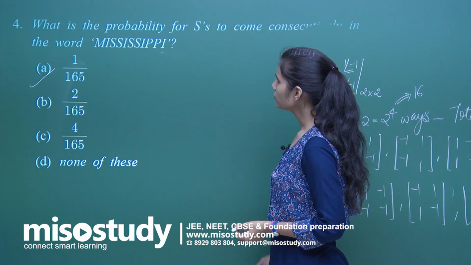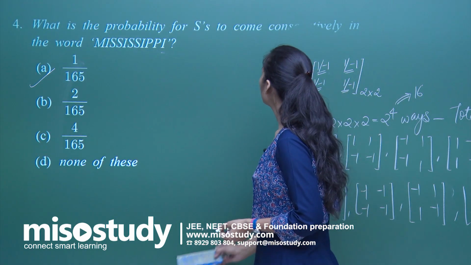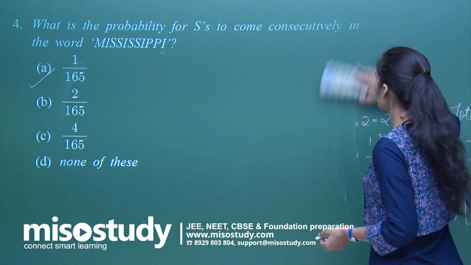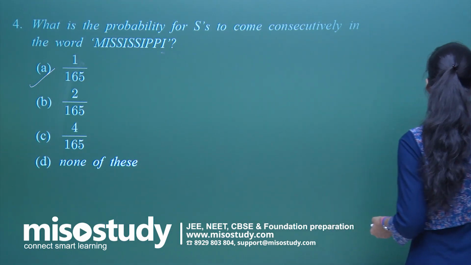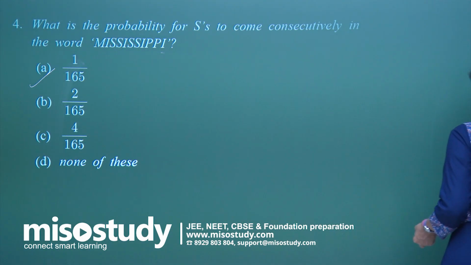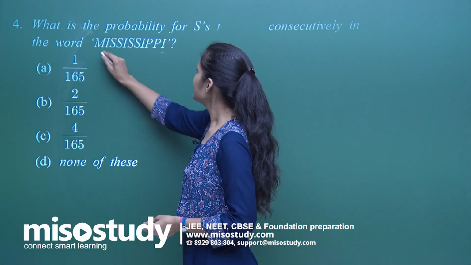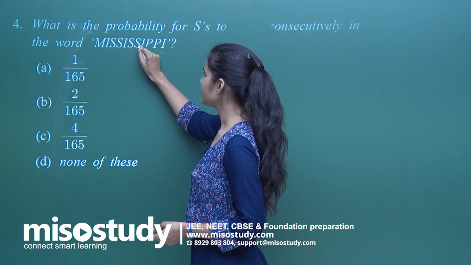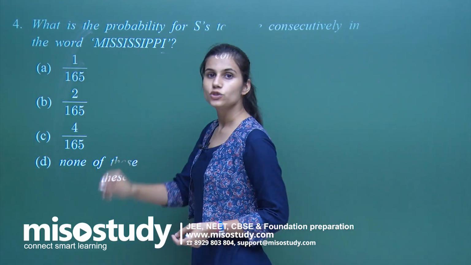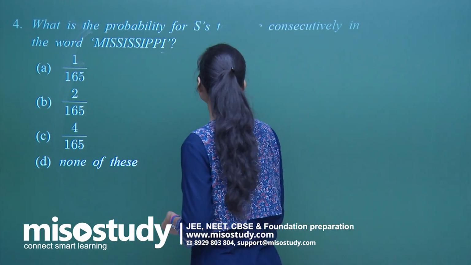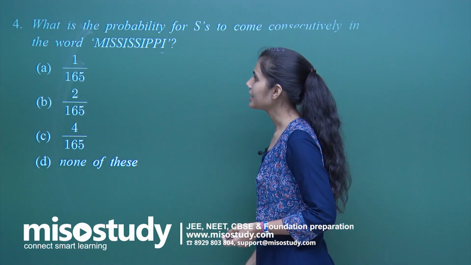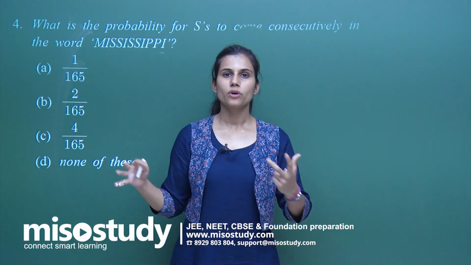Moving on to the next question, we have: what is the probability for S's to come consecutively in the word Mississippi? Let us talk about this now. The word Mississippi, as you can easily see, has 11 letters, out of which 4 S's are there, 4 I's are there and 2 P's are there. In how many ways can 4 S's come consecutively when you arrange the letters of the word Mississippi?